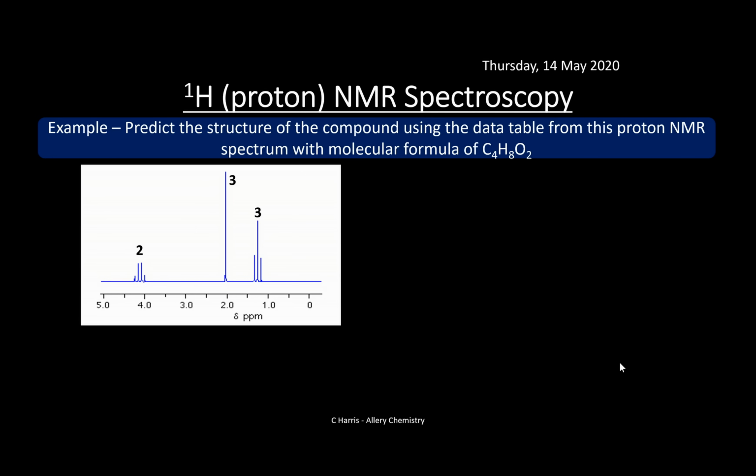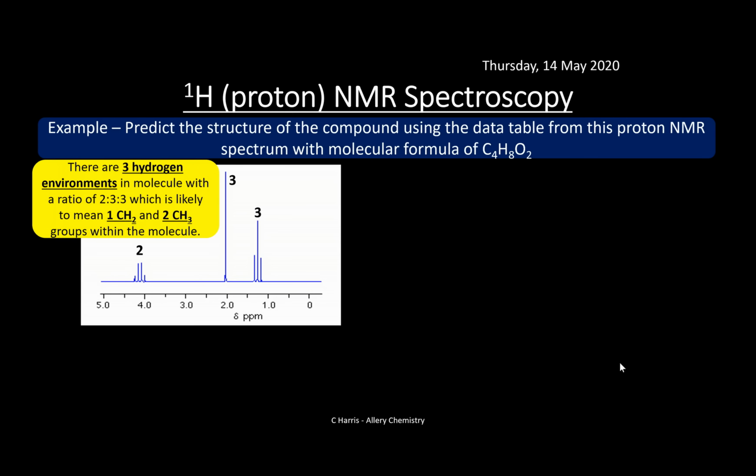And there's our spectrum there, and instead of the integration trace, we've already worked that out for you, very kind, and put the numbers in at the top: 2, 3, and 3. So we can see there are 3 hydrogen environments in the molecule, with a ratio of 2 to 3 to 3. We can speculate, but it's likely to be 1 CH2 and 2 CH3 groups within this molecule. It's always good to get a rough idea, and then at least it sharpens our mind a little bit more. Every time we're narrowing it down to what it is.